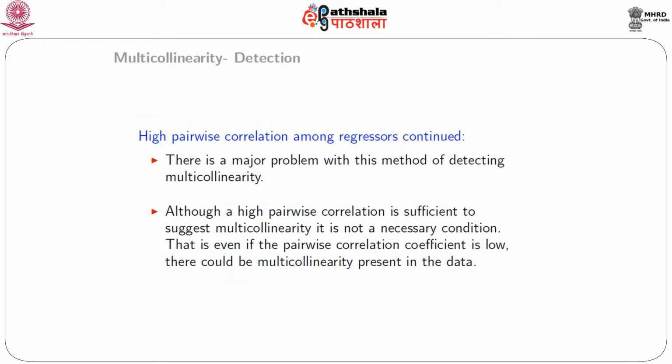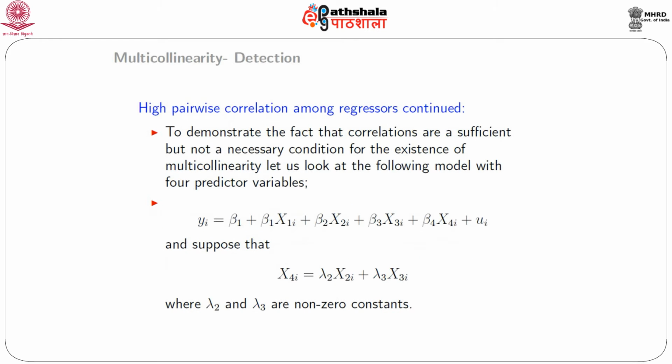But there is a major problem with this method of detecting multicollinearity. Although a high pairwise correlation is sufficient to suggest multicollinearity, it is not a necessary condition. What I mean by that is that when there is a high correlation coefficient between two variables, we know that these two predictors are correlated. However, if we compute the correlation coefficient and it turns out to be not so high, it does not necessarily indicate that for sure there is no multicollinearity present in the data set. So let us look at a model to demonstrate this fact.